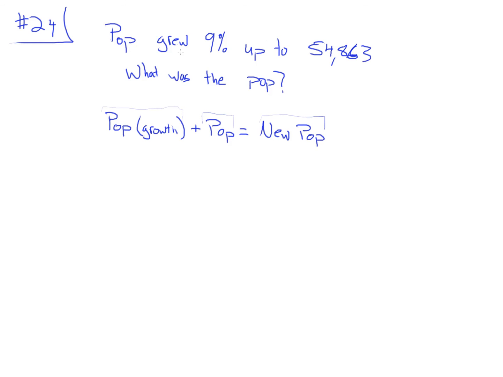So I look up here at my word problem, I say, okay, do I know any of this information? Well, yes, I know what the new population is, right? So I can plug this number in here. I know the growth was 9%, so I can plug this number in here. And then I've got this variable that I've called pop, which we could easily call x if you want. And now I can write out my equation. So I say x times 0.09 plus x equals 54,863. And now I can solve for that x.